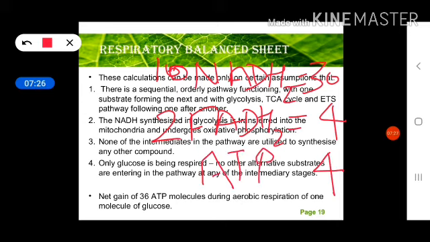Okay, so this was about the respiratory balance sheet. Now, in short, we will discuss the difference between fermentation and aerobic respiration. Fermentation means anaerobic respiration, so you already know about the difference between anaerobic and aerobic respiration. We will quickly revise this topic.